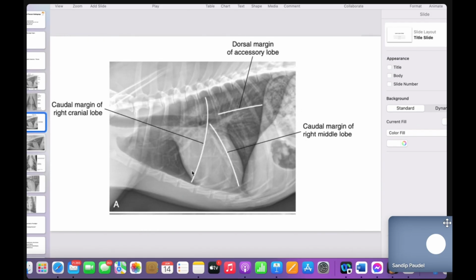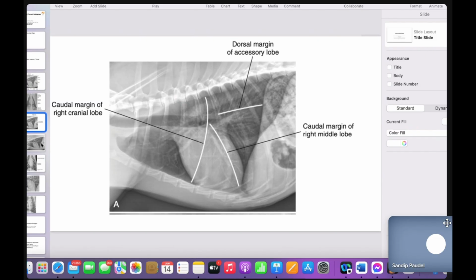Now let's talk about the lung lobes. Here I have put some markings showing how it supplies. This is the cranial margin of the right cranial lung lobe, and this is the caudal margin of the right middle lung lobe that we can really appreciate. But it is not visible in normal condition. We may only be able to appreciate it when there is some pathological condition. And this is the margin of the accessory lung lobe.